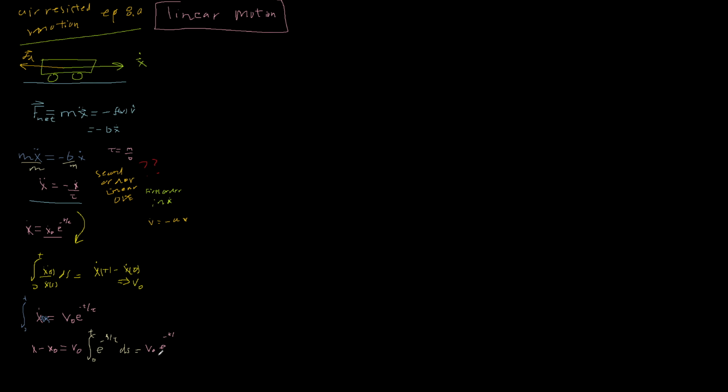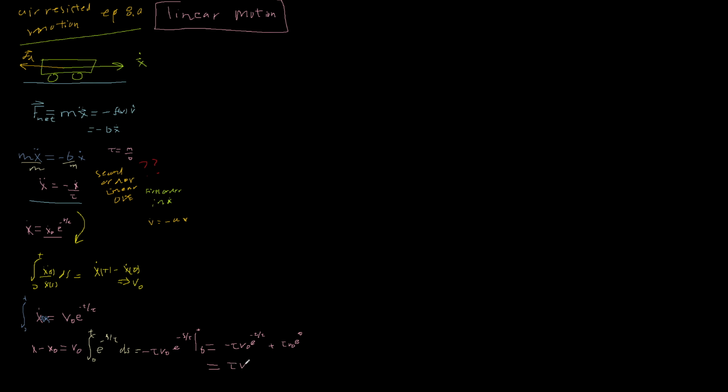I'm going to clean that up. Negative tau v naught e to the negative s over tau, evaluated from 0 to t. And what happens when we expand this? This becomes negative tau v naught e to the negative t over tau, plus tau v naught e to the 0. And we can move this around.